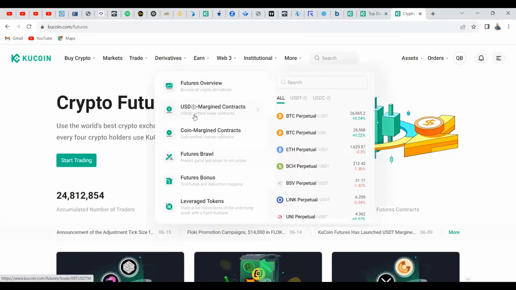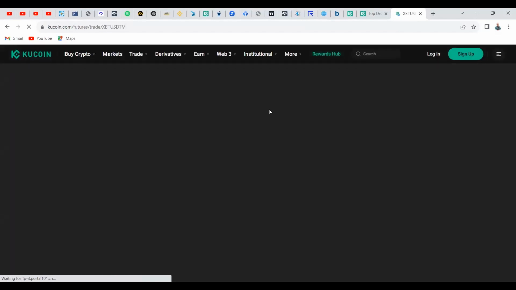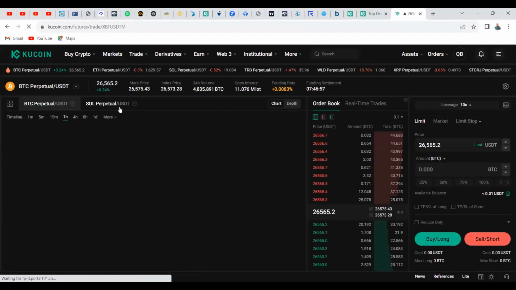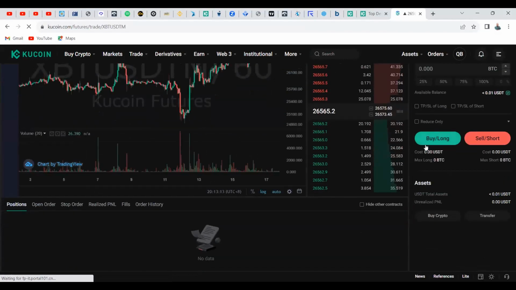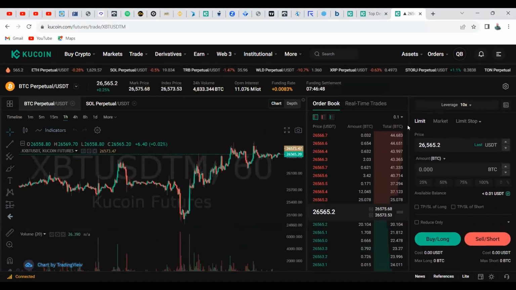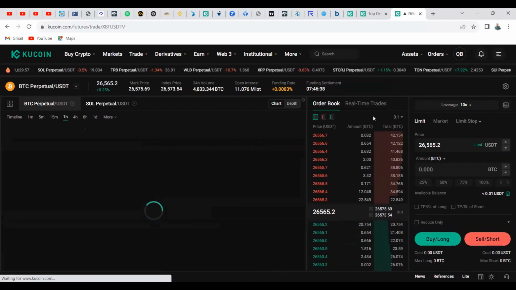Okay, and then if you click on USDT margin contracts, you can simply click onto that, and then they will take you to this particular tab where you would basically see your trading screen. Now this for me is where I want to go, because this is where I would want to look at my trading if I am trading futures or derivatives.